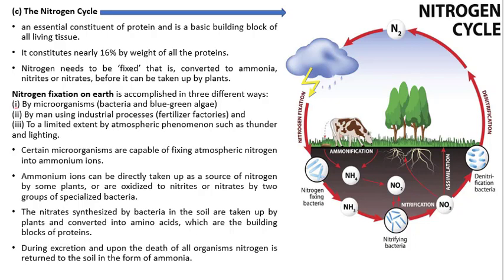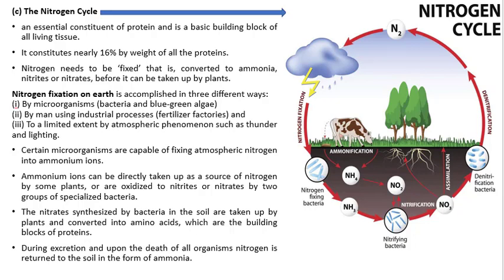Nitrogen fixation on Earth is accomplished in three different ways: by the process of microorganisms, by man using industrial processes, and to a limited extent by atmospheric phenomena such as thunder and lightning. Under the nitrogen cycle, certain microorganisms are capable of fixing atmospheric nitrogen into ammonium ions, where ammonium ions can be directly taken up as a source of nitrogen by some plants or are oxidized to nitrates by two groups of specialized bacteria.